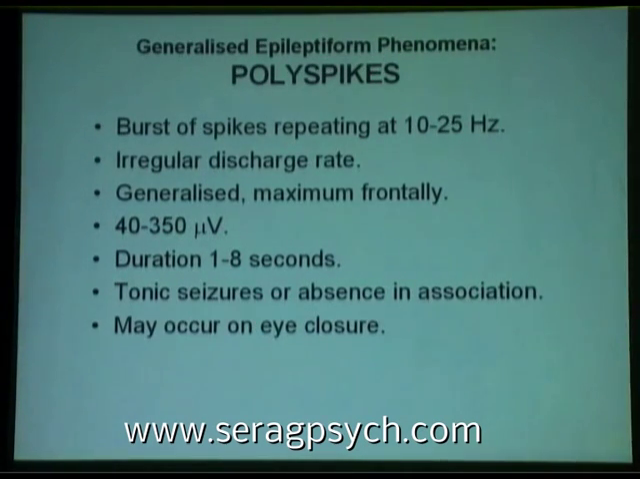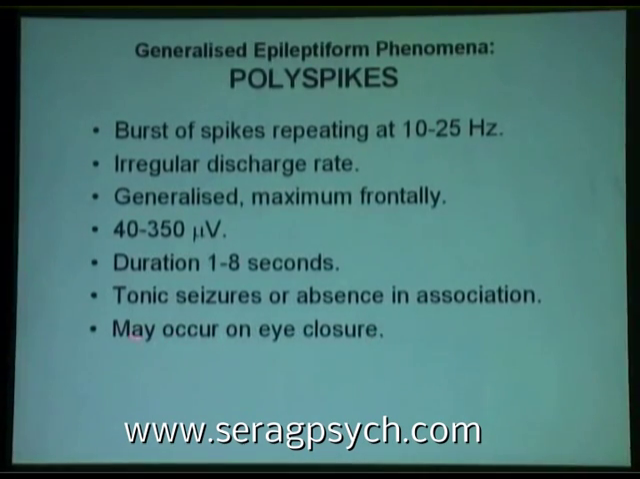And I've shown you some of this before, but we'll just repeat it again quite quickly, that these go at about 10 to 25 hertz. And why are they going like that? It's because the cortex is just excited. The neurons are tonically depolarized during this period of time. And they can last for a while, as you can see there. And these are associated with tonic seizures or even absence. And they may occur on eye closure.